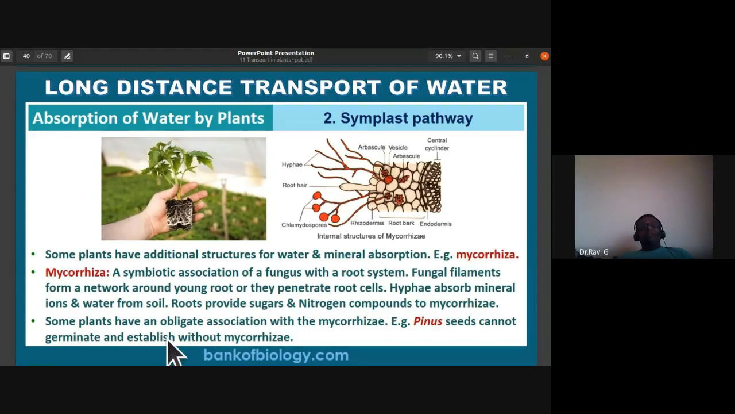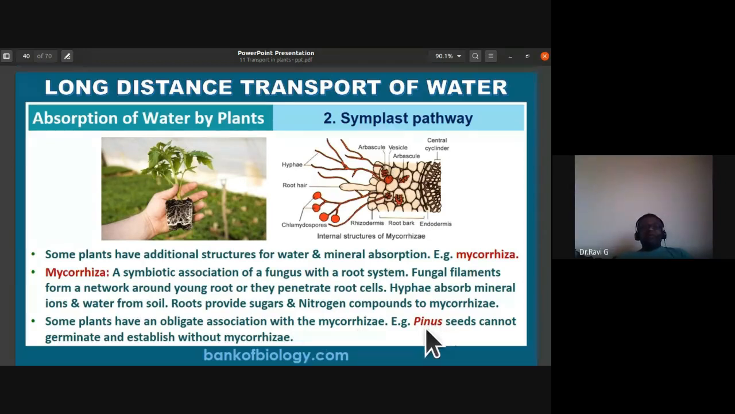Some plants have an obligate, that is mandatory or compulsory, association with the mycorrhiza. An example is Pinus seeds. They cannot germinate and establish without the presence of mycorrhizae. So it is compulsory that they are associated with mycorrhizae for the seeds to germinate in the case of Pinus.